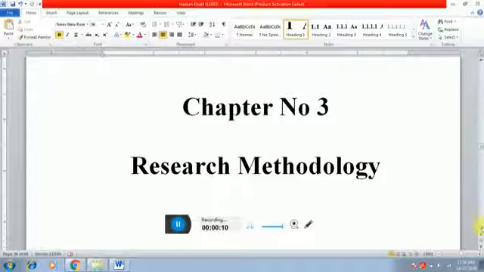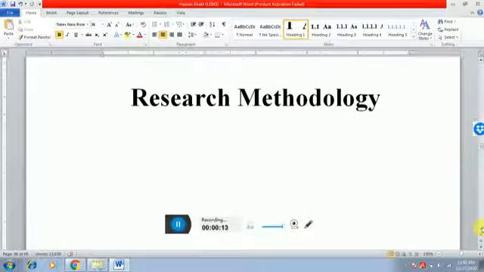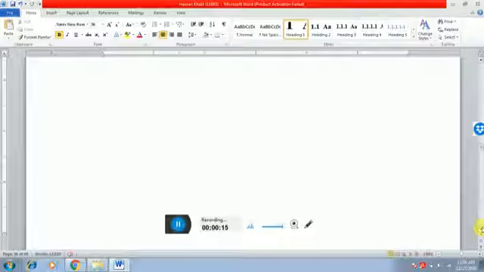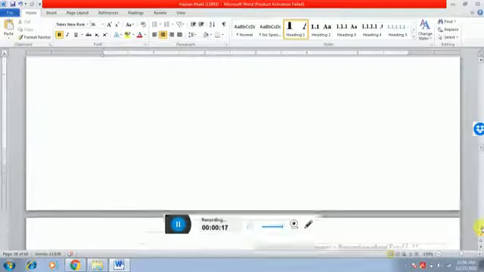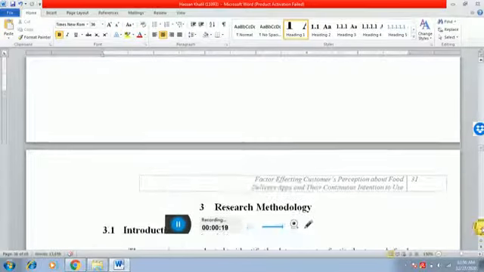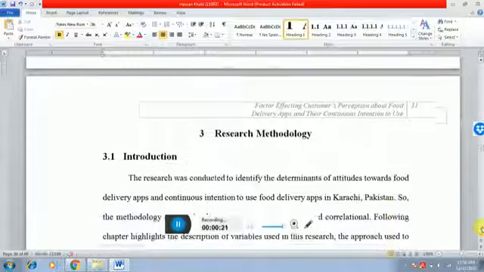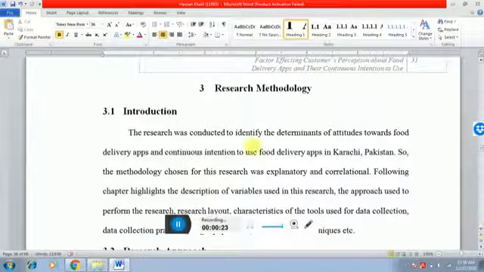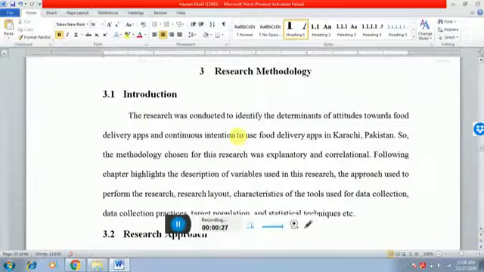So let's start with the basic first definition of this chapter, that is related to the introduction of this chapter. So the definition is related to the introduction. So you have to just basically explain what this chapter is about. So if you can see, the research was conducted to identify the determinants of attitude towards food delivery application and continuous intention to use food delivery applications in Karachi, Pakistan.